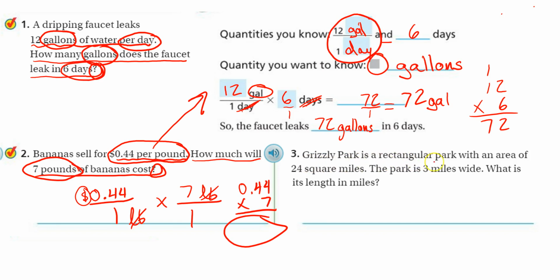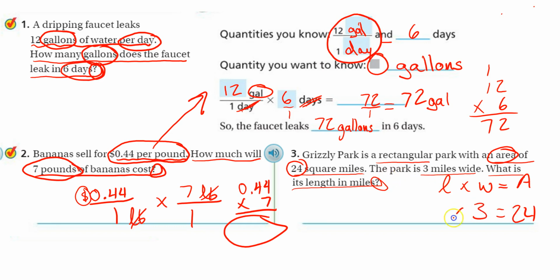Okay, Grizzly Park is a rectangular park with an area of 24 square miles. The park is 3 miles wide. What is its length in miles? Okay. So we have area, which we learned in the last video is length times width equals area. In this case, we have the area. Area is 24. And the park is 3 miles wide, so we have the 3.